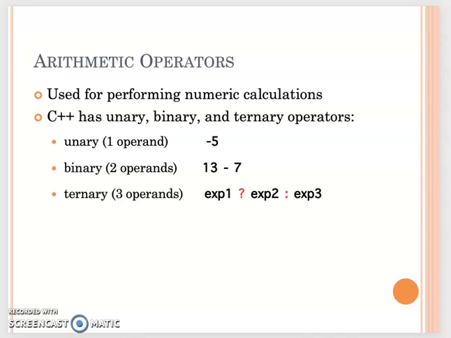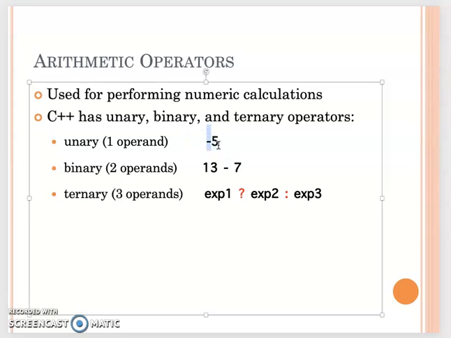So the last video in this module, we will talk about arithmetic operators. We have many operators we want to introduce to you. They are used to perform numeric calculation. Different operators have different operands to work with. An operator that only has one operand, for example the negative sign, makes this value become negative. That's the unary operator.